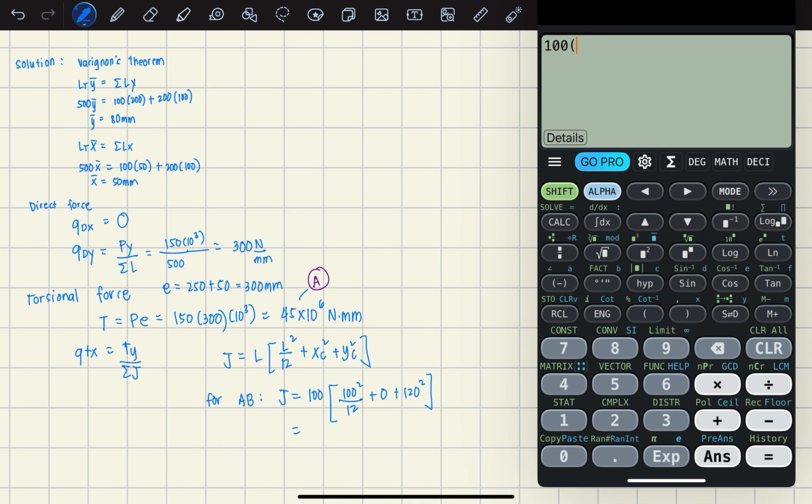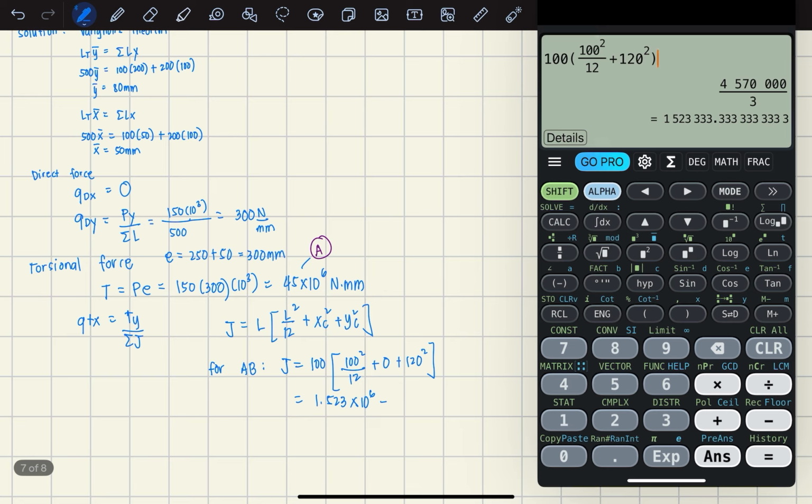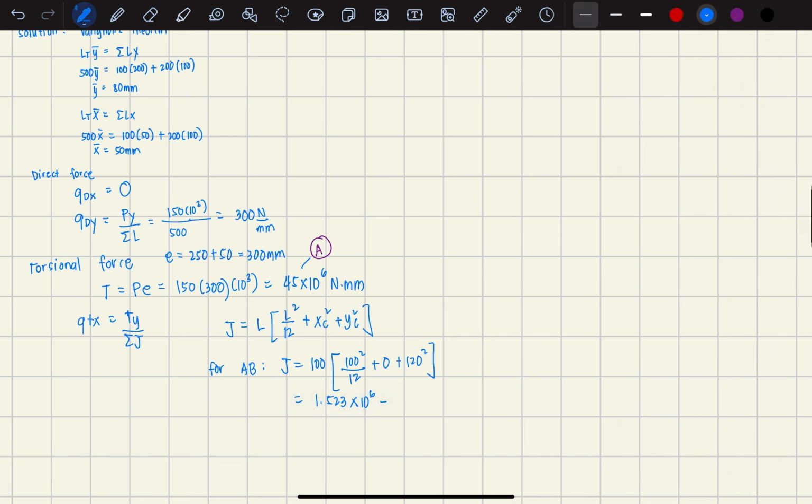So, yung polar moment of inertia ng segment AB, 100 squared over 12 plus 120 squared, is equal to 1.52 times 10 raised to 6 mm cube. Yan. So, in-store ko sa B.